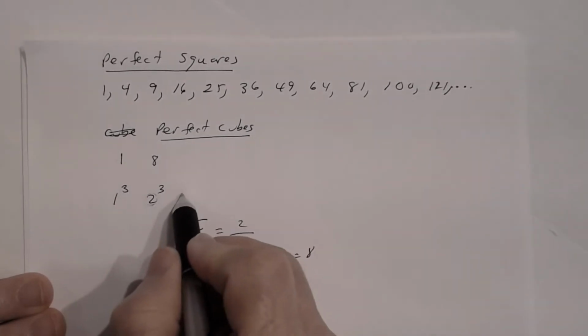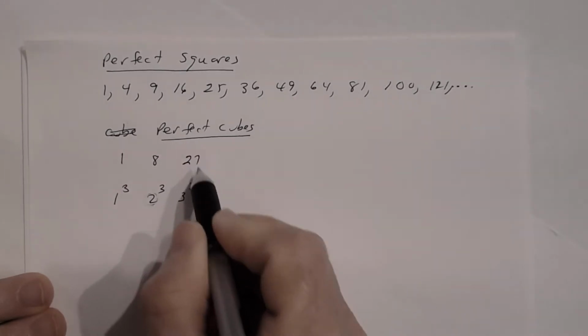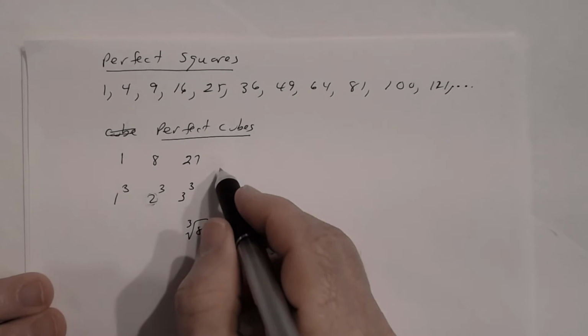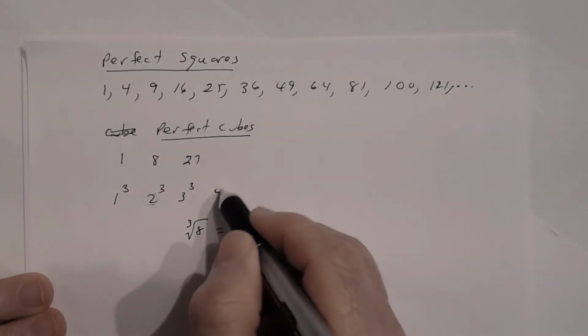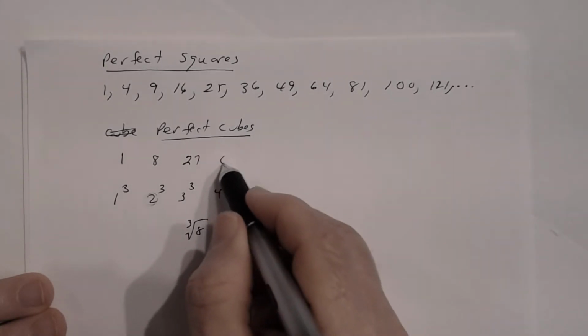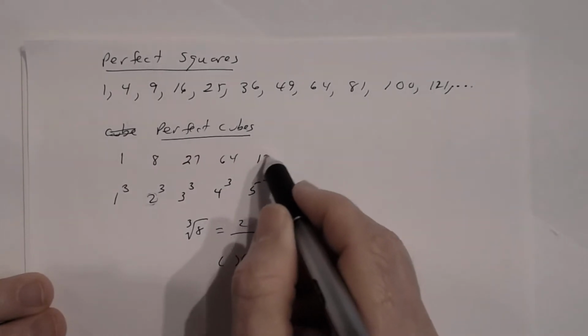And so the next perfect cube is 3 cubed, which is 27, right? Because 3 times 3 times 3 is 27. The next perfect cube would be 4 cubed. So 4 times 4 is 16. 16 times 4 is 64, and so on. And then 5 cubed would be 125.